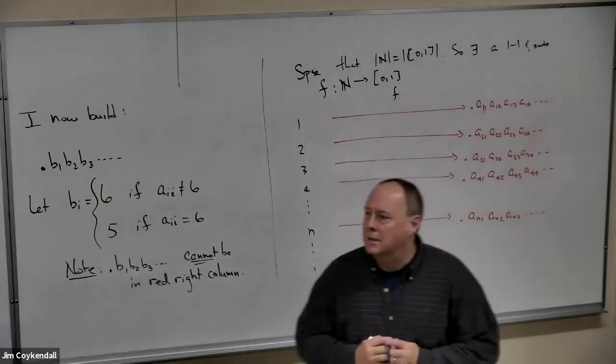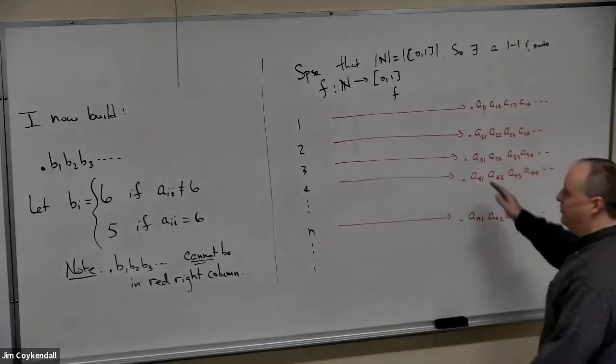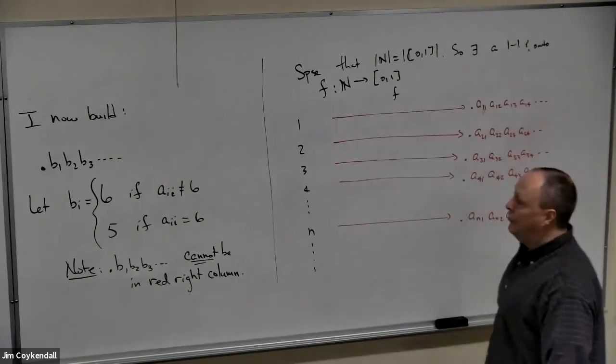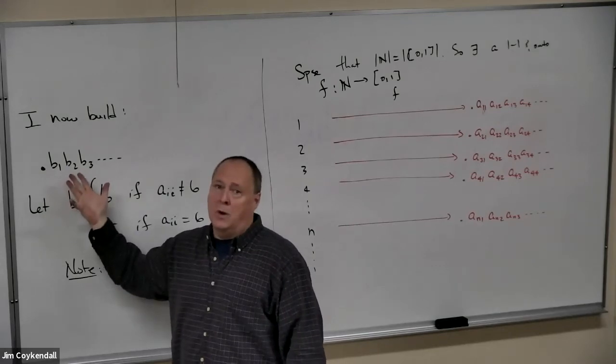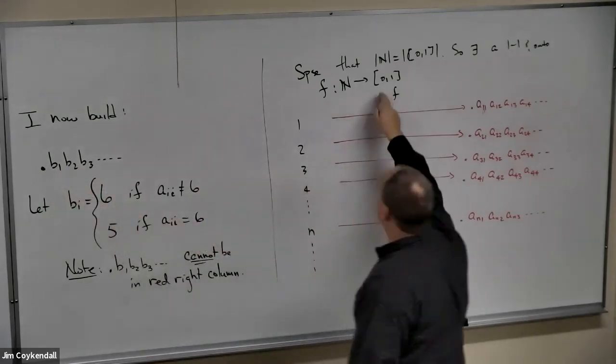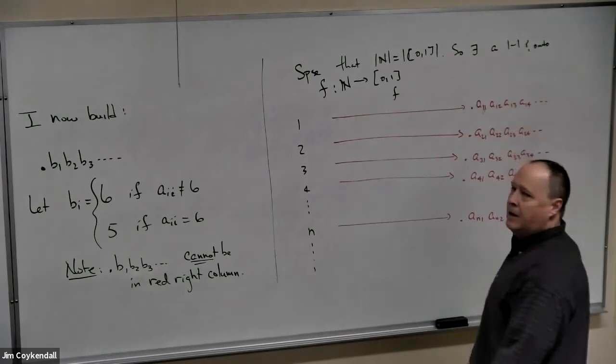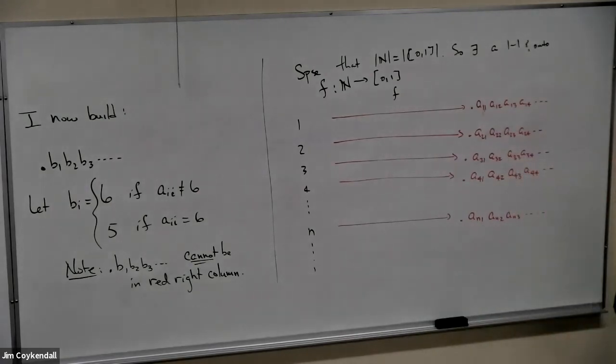Can anybody tell me why? My claim is that this new thing I built, which certainly, since it's a string of 5s and 6s, is somewhere between 0 and 1, is a decimal in the interval from 0 to 1. It cannot possibly be over here. Can I explain why?